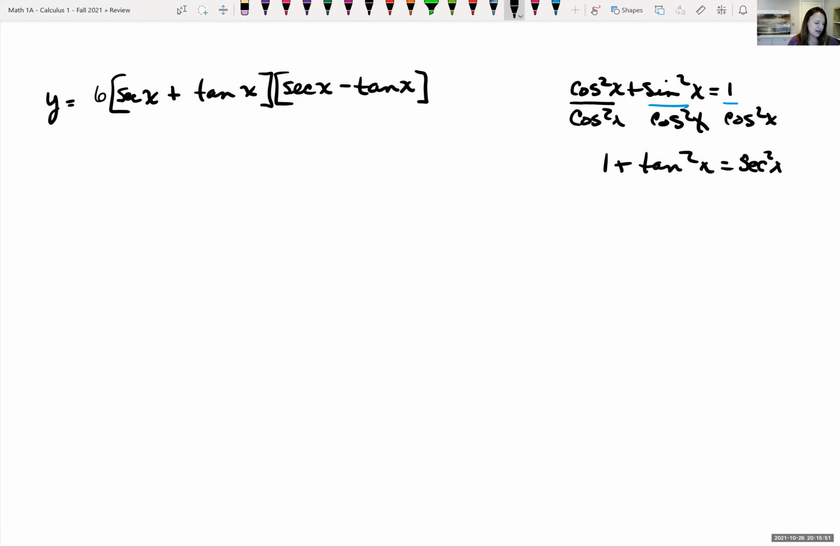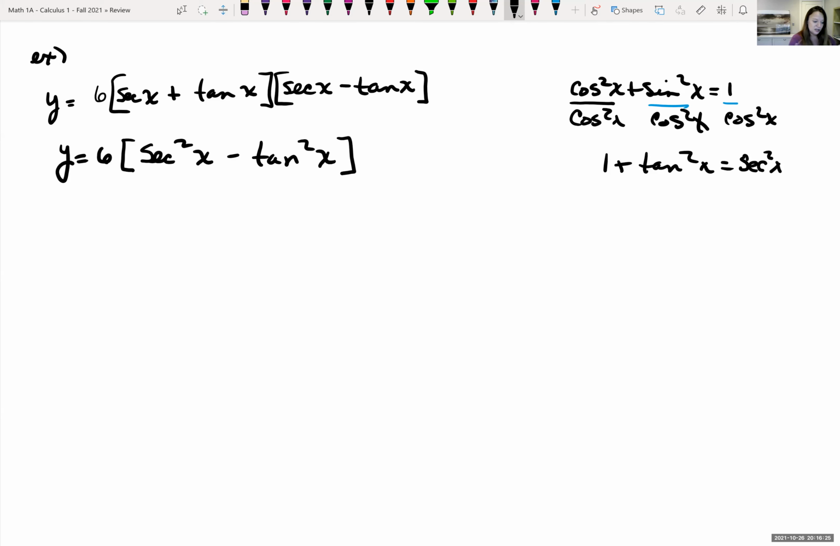Okay, so the example we have in front of us, and we want to find the derivative of this function, y equals 6 all times secant squared plus tangent x, and then that times the quantity secant x minus tangent x. And so we notice that that's a difference of 2 squares, and so we could just square our first function minus the square of our second function before we even take the derivative. And so this would give us 6 times secant squared x minus tangent squared x.